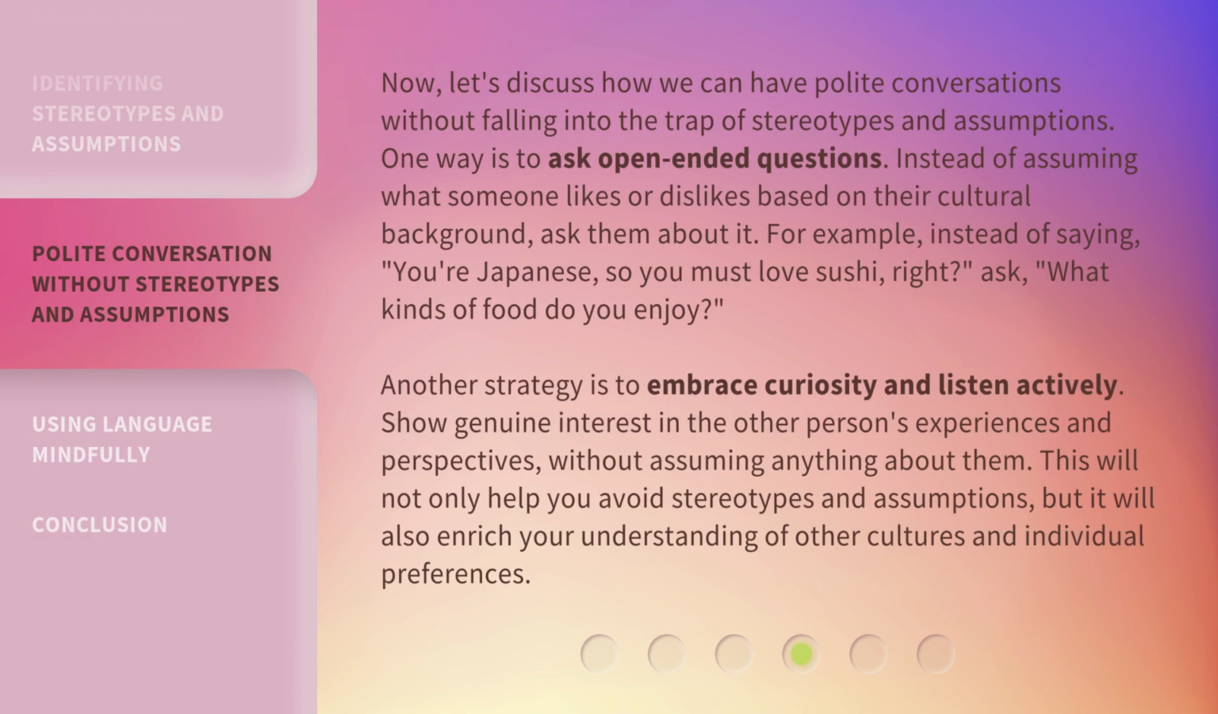Now, let's discuss how we can have polite conversations without falling into the trap of stereotypes and assumptions. One way is to ask open-ended questions. Instead of assuming what someone likes or dislikes based on their cultural background, ask them about it. For example, instead of saying, "You're Japanese, so you must love sushi, right?" ask, "What kinds of food do you enjoy?"